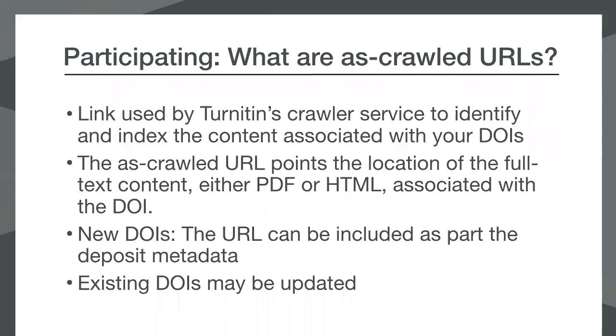The as crawled URL points to the location of the full text content, either PDF or HTML, and this is associated with the DOI. Even if your as crawled URLs are the same as your DOI resource URL, you still need to enter them separately as a specific as crawled URL. This then allows a service to scan the text against submitted manuscripts, but does not provide outside reader access to the content.